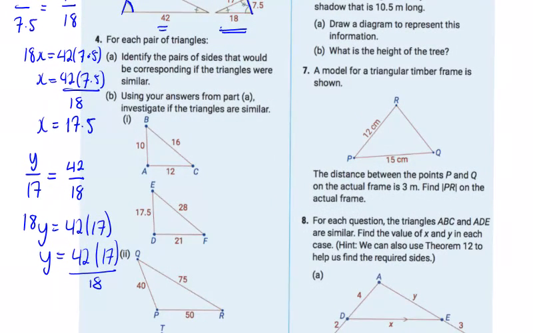And again, this doesn't work out evenly. 39 recurring sixes, y is equal to 39. I'll round it off to 0.67.